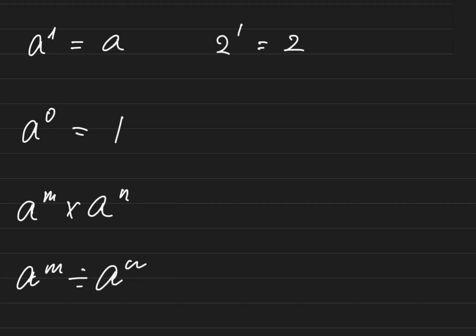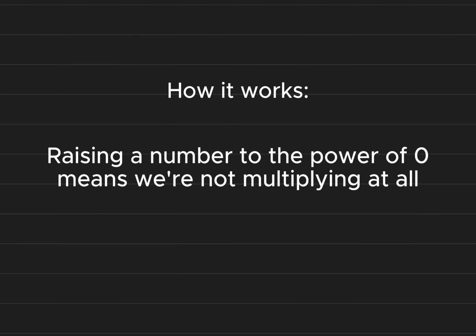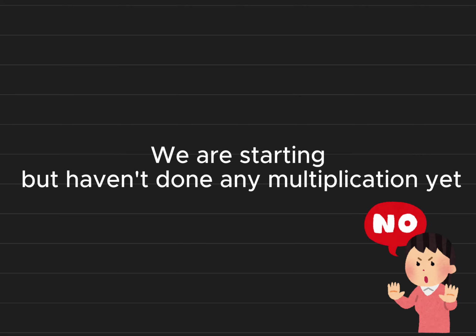Now on to the second one, a to the power of 0 is 1. This means that anything to the power of 0 is 1. For example, 2 to the power of 0 is 1. Raising a number to the power of 0 means we're not multiplying at all. We're starting, but we haven't done any multiplication yet.